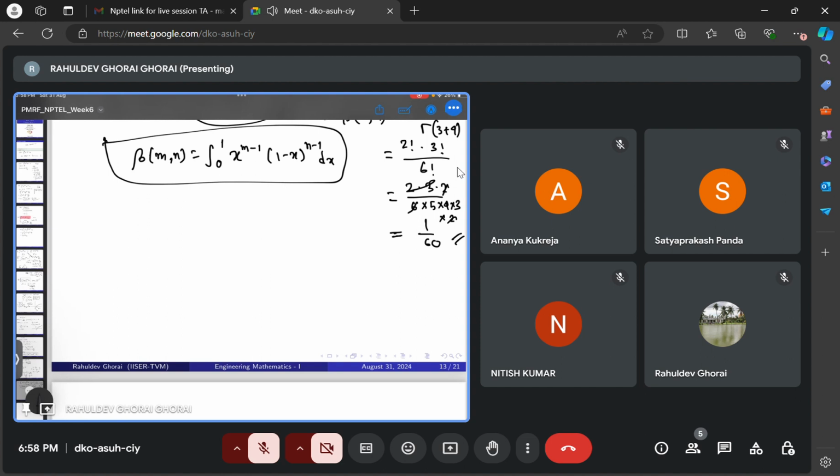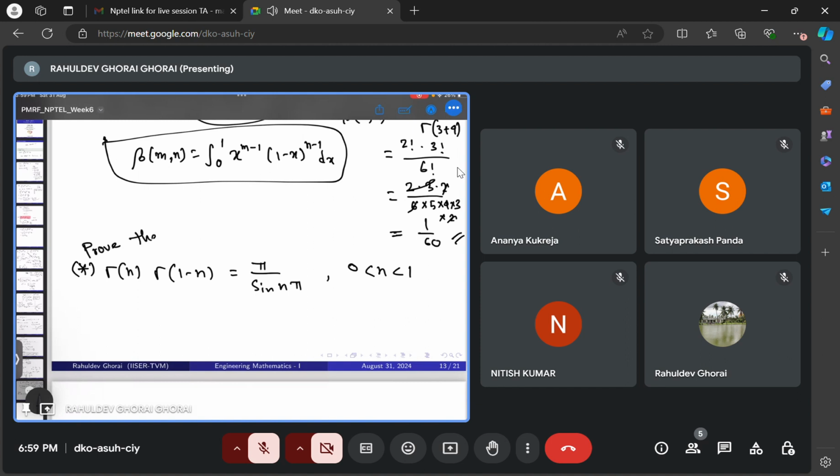So how do you prove that? Yeah, let's close this beta function topic with this gamma function type of question. Okay, it's funny, but let's do this one: pi over sine of n pi. Prove that this happens. How do you show that? Can anyone try?